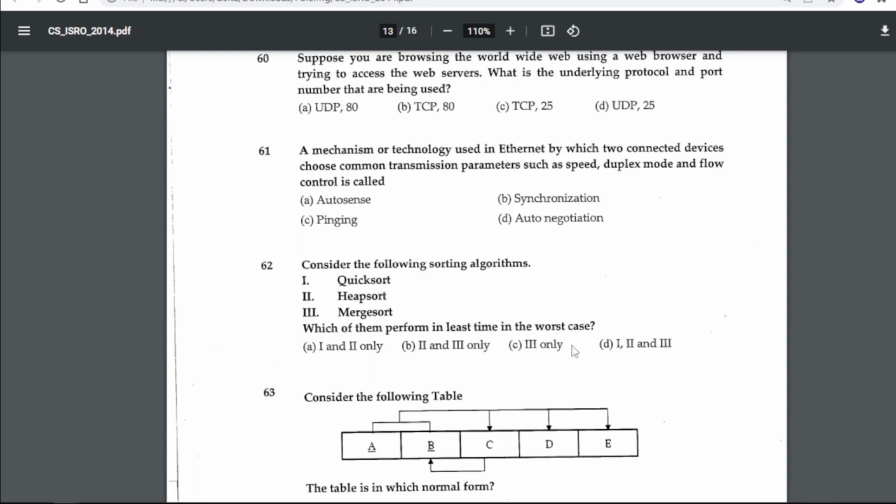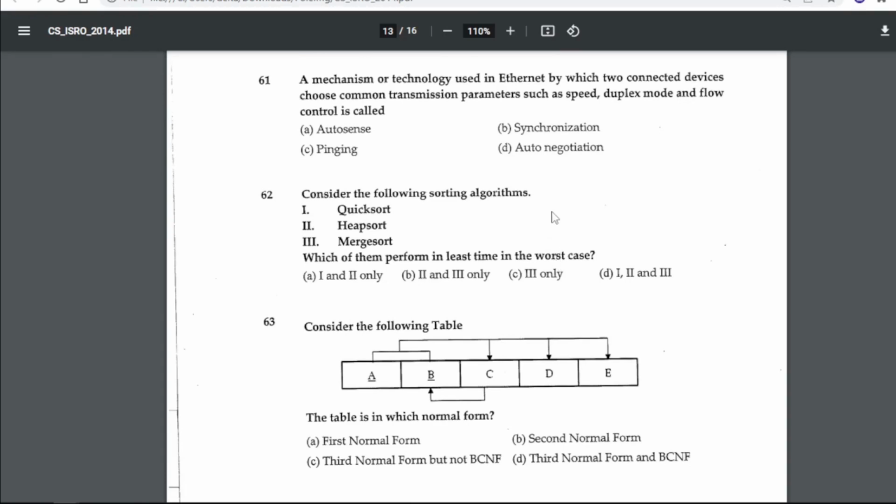So for 61, our answer will be D, that is auto negotiation, right? Auto negotiation is basically a procedure used by Ethernet over twisted pair cable in which devices choose their common transmission parameters. Auto negotiation is defined in IEEE 802.3 and was originally a component of Fast Ethernet.